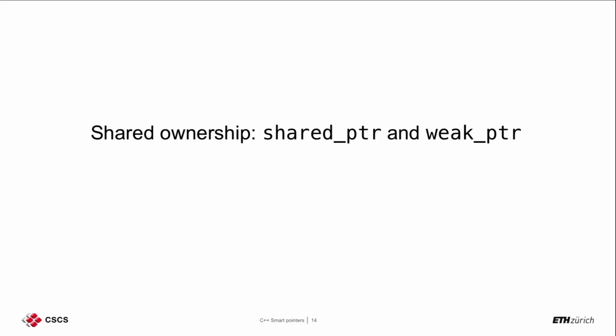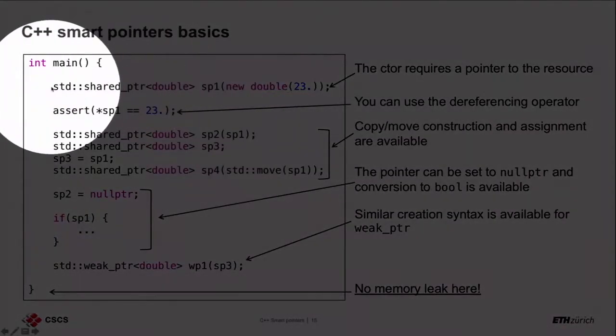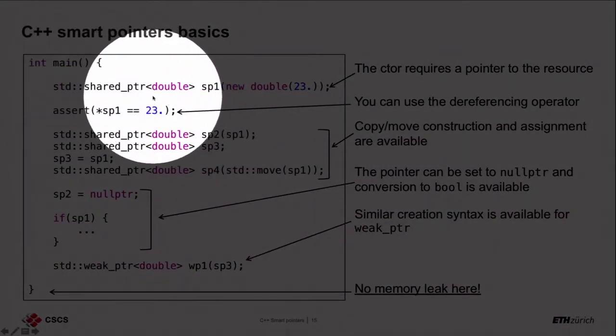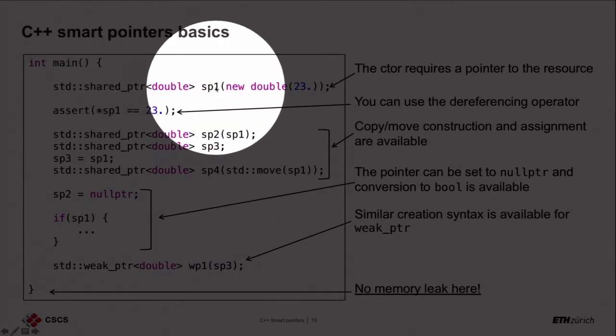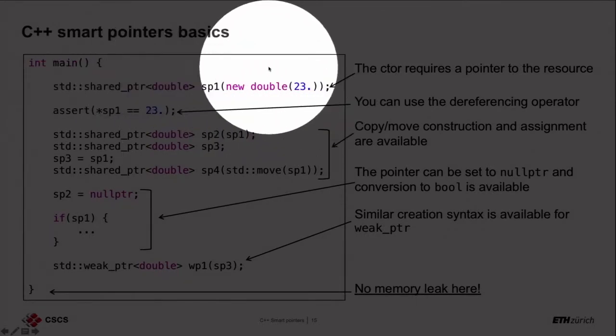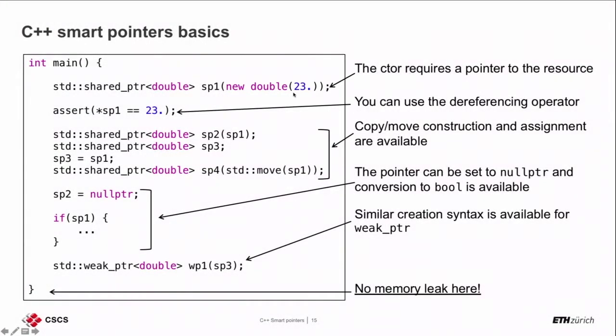So let's start with the shared ownership case and with the shared pointer and weak pointers. I will start with a very easy example so that you can already understand how they work. Here, in the first line, is the creation of a new shared pointer. This is a template class, the shared pointer type. You have to provide the type that the pointer is pointing to. This is exactly what you have to do also for the raw pointer. And then here I'm calling the constructor of the shared pointer type, providing a raw pointer to a double type, and also setting the value to 23.